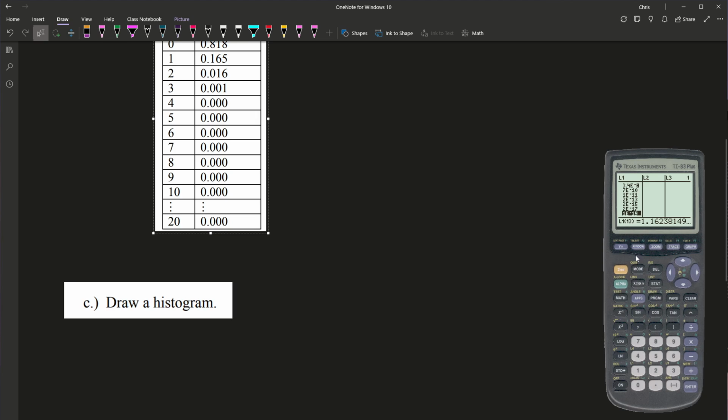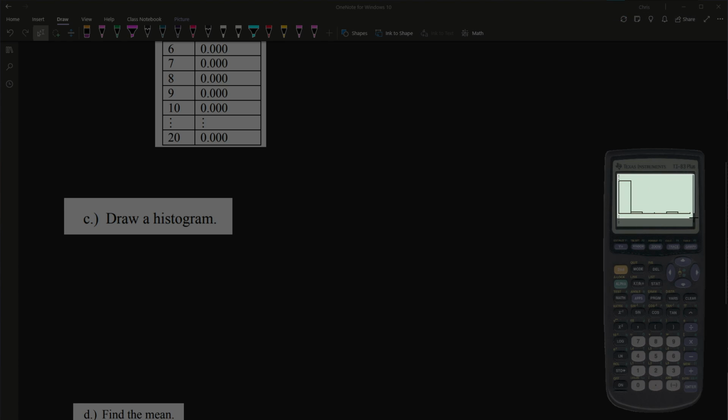For drawing a histogram, we just draw a histogram the same way that we have in the past. We go to stat plot. We make sure that the plot is on. For the type, we want it to be a histogram. Our X list, we want to be L1 or wherever you stored your PDF. And we just want the frequency to be 1. And now we hit zoom. We go to zoom stat. And we get our histogram. And this graph is skewed to the right.